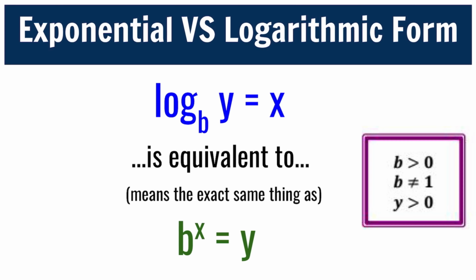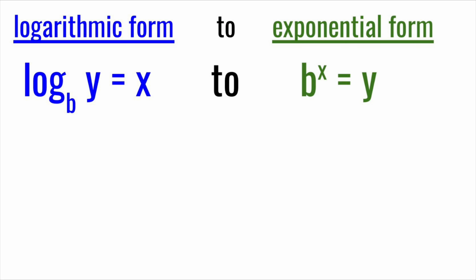The logarithmic form log base b of y equals x is equivalent to b to the power of x is equal to y. The base here should be greater than 0 and not equal to 1, and y should be greater than 0 or positive. The logarithmic form log base b of y equals x means b to the power of x is equal to y. And that is the equivalent exponential form of this logarithmic form.